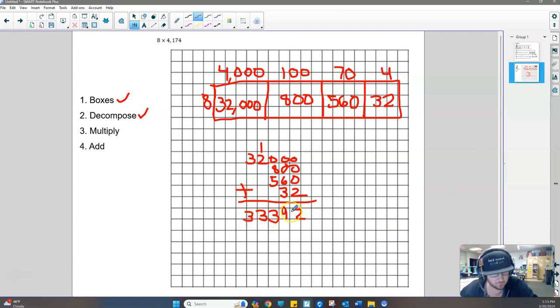We're going to put our comma to separate every 3 digits. So 1, 2, 3, our comma goes right there. Our answer is 33,392. So make sure you've copied all of this down and follow those steps for your test corrections. And when you've finished with that, you have multiplied and you have added and you are done.